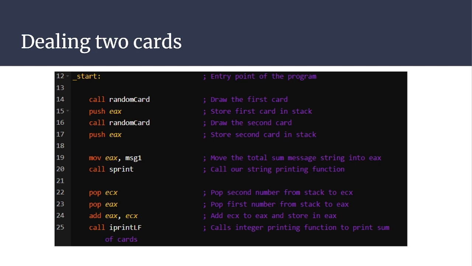Now we pop both cards off the stack, one to ECX and one to EAX, and we use the add command to add ECX to EAX and store the value in EAX. Finally, we use iPrintLF again to print the total card value. Next, Ruby will explain how our code keeps drawing cards.